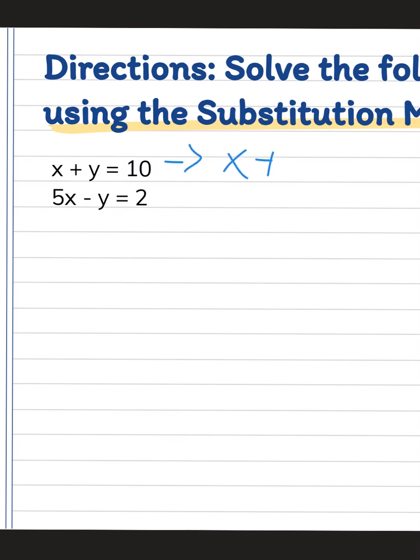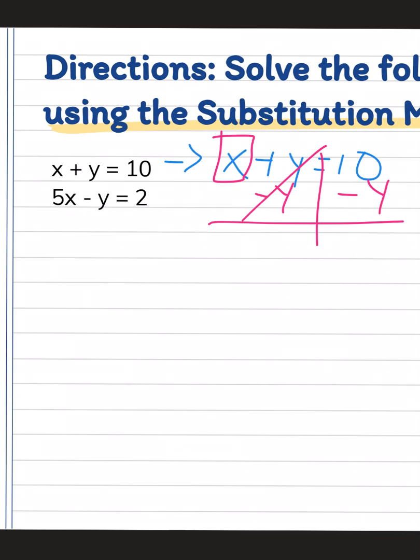So let's do x plus y equals 10. We're solving for x. How do I get rid of a positive y? Good. So subtract y, subtract y. So x is equal to what number? Perfect. Thank you.